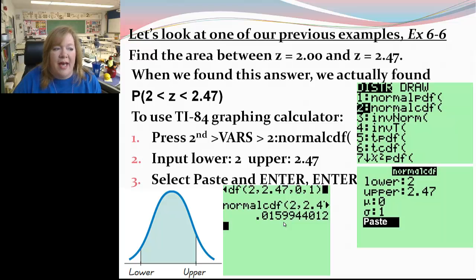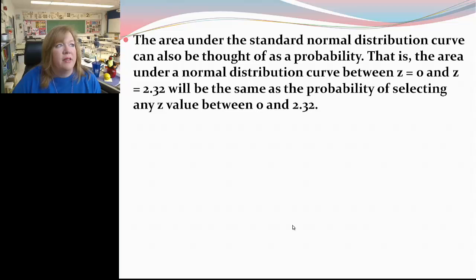0.01599444012. A couple things to remember with these is the area under the normal distribution can also be thought of as a probability. Now I could have put that last answer as a percentage if I had wanted to. And the area between z equals 0 and 2.32 will be the same as the probability of selecting any z value between 0 and 2.32.